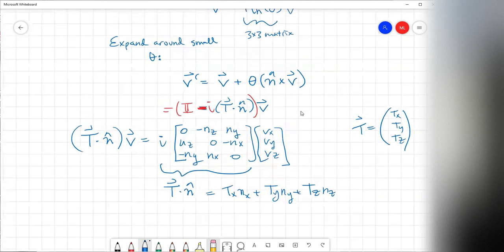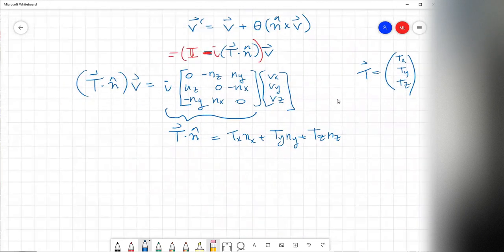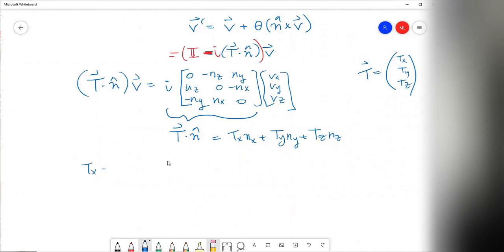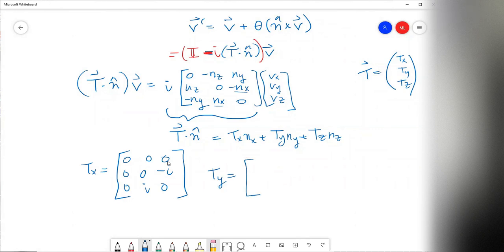And we know what they are now. We can just extract them. Tx, let's just look at where the x's are. There's one here and here, and it's multiplied by i. So it's 0, 0, 0, 0, 0, minus i, 0, i, 0. And Ty is these guys on the corners here multiplied by i: 0, 0, i, 0, 0, 0, minus i, 0, 0. And Tz is 0, minus i, 0, i, 0, 0, 0, 0, 0.